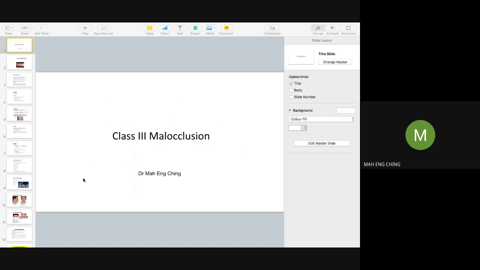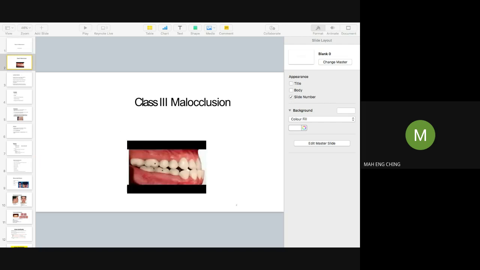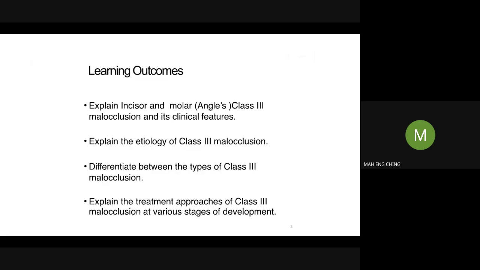So what's the learning outcome today? At the end of the lecture, you should be able to explain the incisor and the molar classification of the class 3 malocclusion and its clinical features as well. Then you should be able to explain the etiology of the class 3 malocclusion. Then you should be able to differentiate between the types of class 3 malocclusion. There are so many types of class 3 malocclusion, and we're going to explain them one by one.